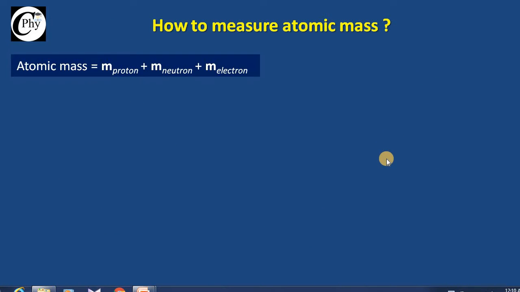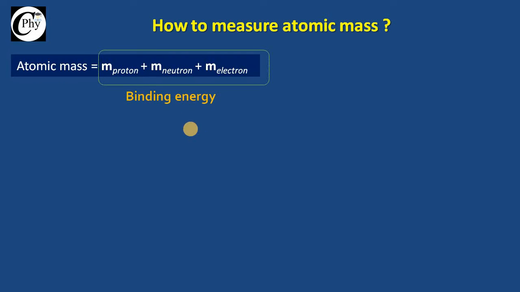Now let's talk about how to measure the mass of an atom. Atomic mass, or the mass of an atom, is the sum of the masses of protons, neutrons and electrons. Therefore, if you add all these masses, you are supposed to get the mass of that particular atom. But that does not happen because of binding energy, which we will discuss later. So if you add the total masses of electrons, protons and neutrons, you will get a value which is a bit greater than the atomic mass of an atom.